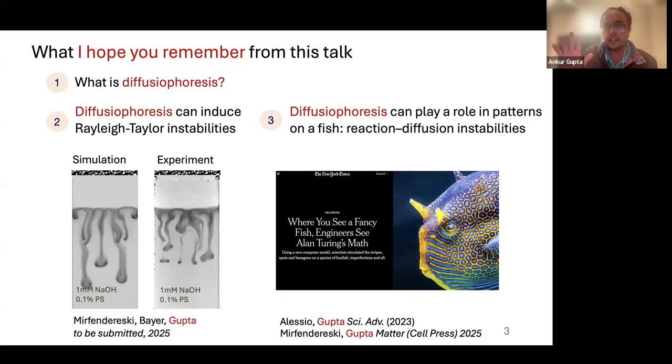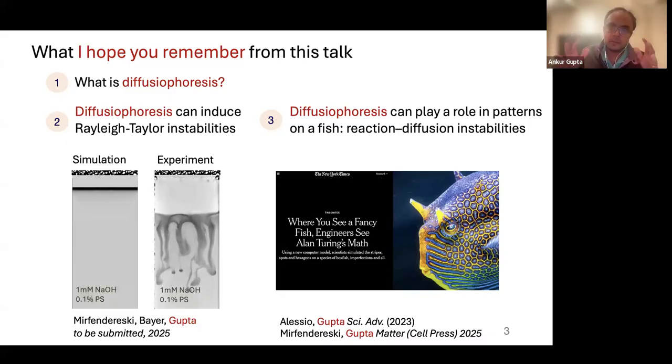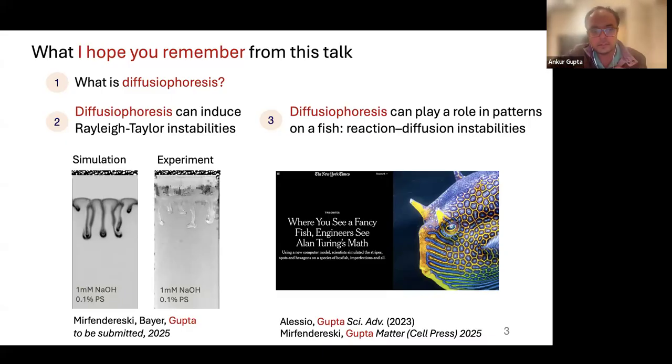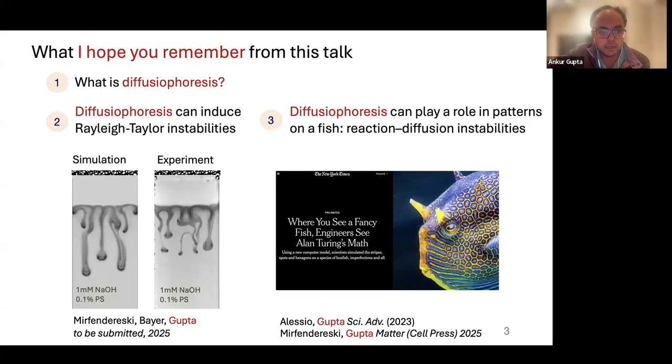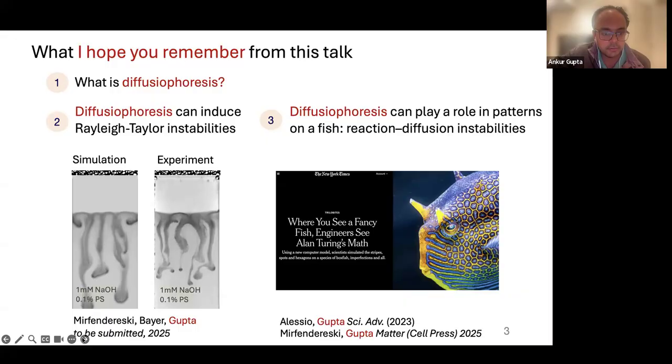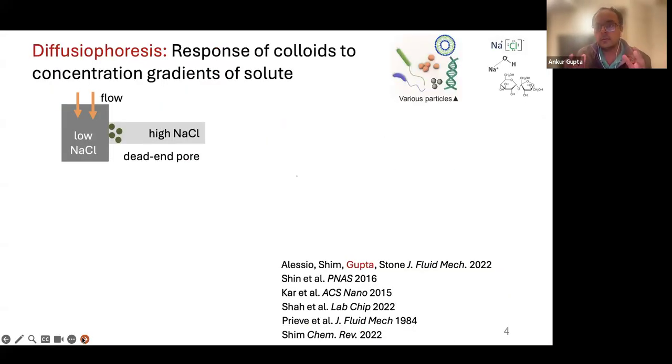So a quick show of hands, how many of you have heard this term before? All right, a few of you, but not all. So let me try to break it down. Diffusiophoresis is essentially diffusion plus phoresis. So it's made up of two words, diffusion plus phoresis.